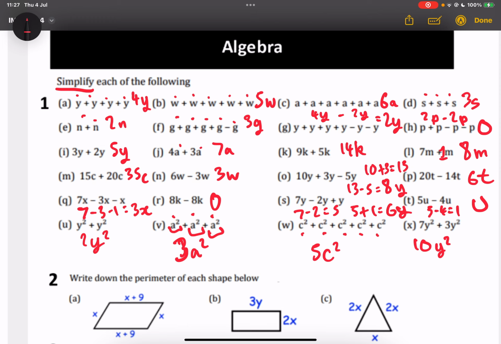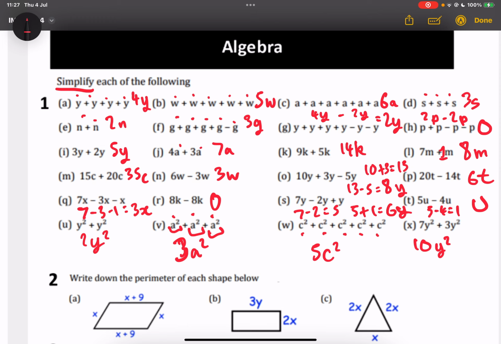Next is B. So we have a rectangle. So you gotta remember, this part is going to be 90 degrees, 90 degrees. So the opposite sides are equal. So we have 2x here and 3y here. So it's like doing 3y plus 3y plus 2x plus 2x, which will give us 6y plus 4x. Okay, so 6y plus 4x, or you could even write 4x plus 6y. It doesn't really matter. But now I'll just quickly clear some space for the next question.